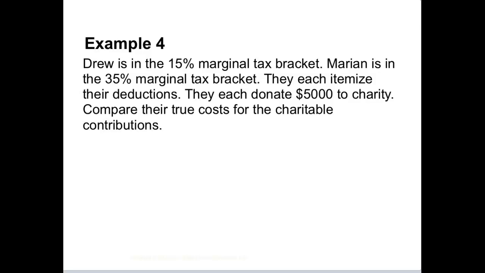Okay, so Drew is in the 15% marginal tax bracket and Marion is in the 35% marginal tax bracket. They each itemize their deductions and they each donate $5,000 to charity. Compare the true costs for their charitable contributions. So if they each itemize, then they get to save whatever percent of $5,000 that they're paying at their highest marginal tax rate.